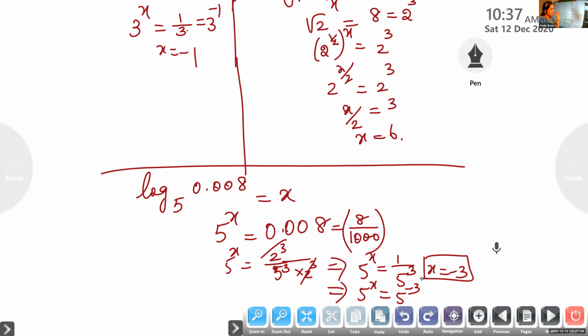Okay, this is a different question. Note down. This type of questions only will be asked for the exam. Practice such questions.